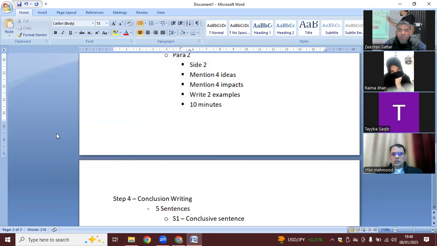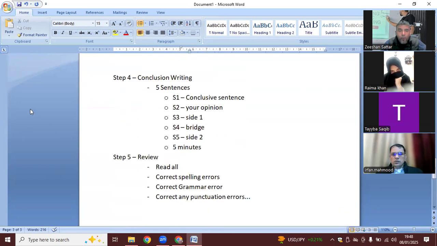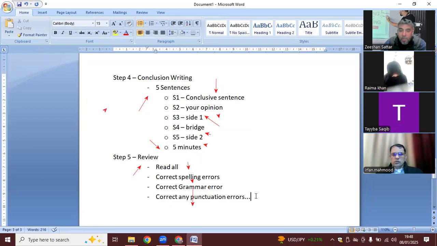We reach step number 4, and in step number 4, we need to conclude the topic. We talk about the conclusion. 5 sentences are required to be written: first, second, third, fourth, fifth, and here it is 5 minutes that we need to work on. We talk about the review at the end. Read all, correct spelling, grammar, or punctuation errors, and we will spend about 5 minutes on it.